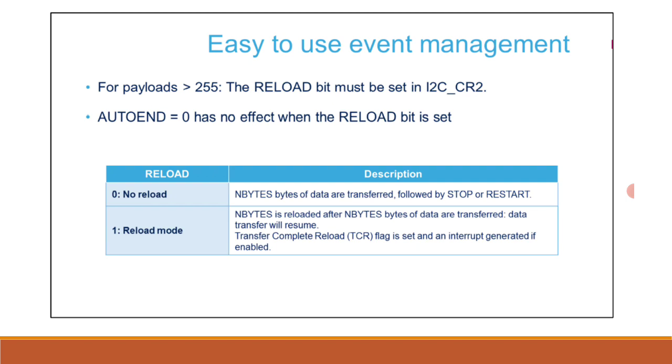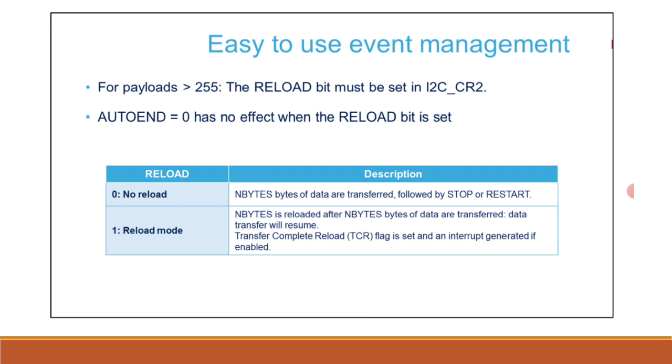So when the payload is greater than 255 bytes, the reload bit must be set in I2C control register 2. In this case, CR2 means control register 2. I2C_CR2 means control register 2. In this case, the transfer complete reload, that is the TCR flag, is set after the programmed number of bytes has been transferred.